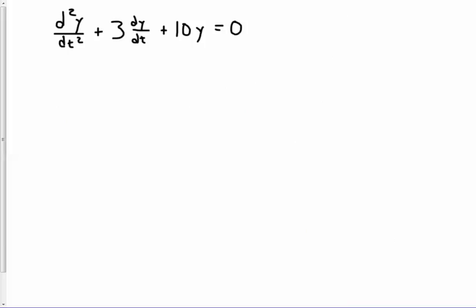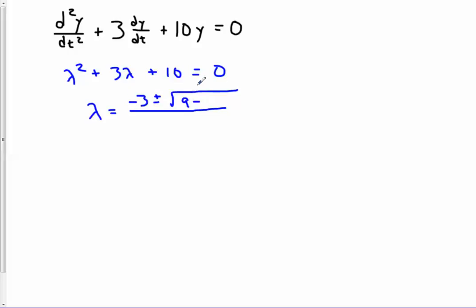And I'll do one example of this kind of differential equation. All right, so here we go. We do lambda squared plus 3 lambda plus 10 equals 0. Now, I don't see a way to factor that. Doesn't mean it can't be factored, but I think this one can't be. We go into the quadratic formula. So we do negative 3 plus or minus the square root of 9 minus, and then we get 40. And then all divided by 2.